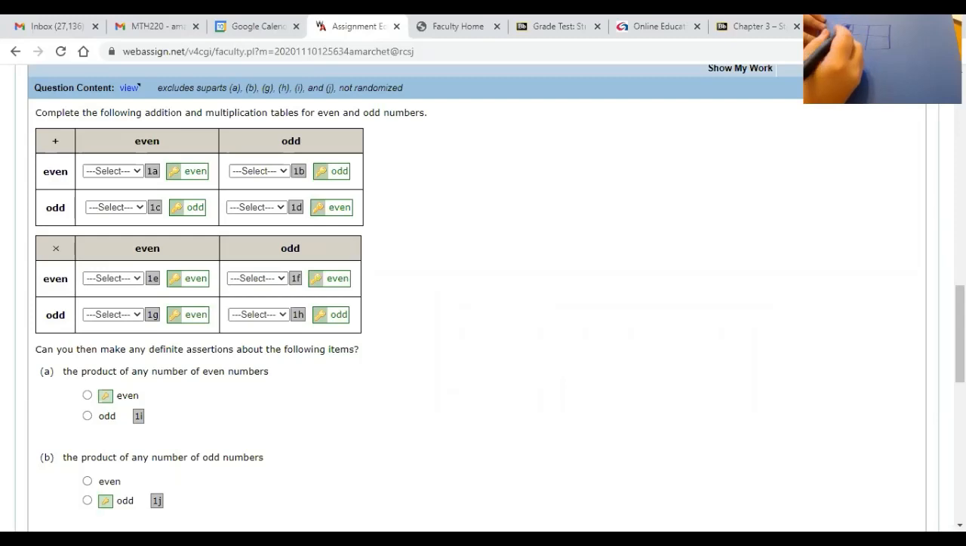here we have even, here we have odd, and then we have here even and odd. And notice that in the corner, we have this lovely plus sign, which tells you it's an addition table. We also have another case with a multiplication table, but it's the same situation.